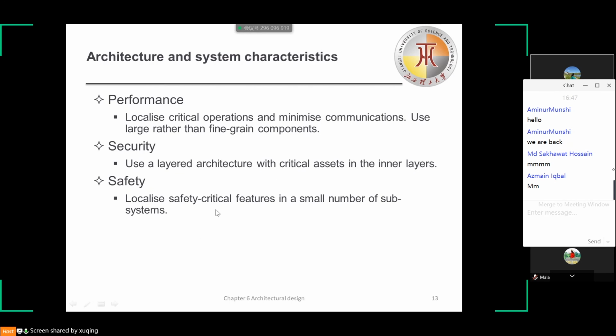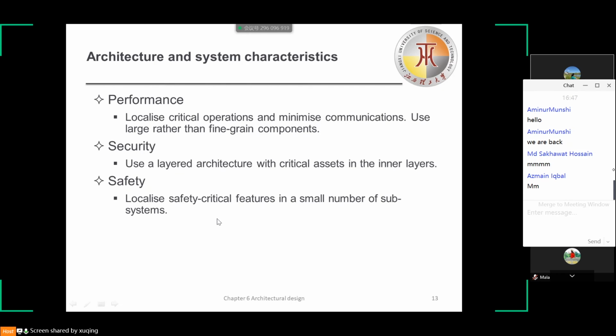Here the security is about the information. An example is a payment system or a bank system. The security is a critical requirement. Then we need to protect the most critical assets in the innermost layer, and we need a high level of security validation applied to these layers.